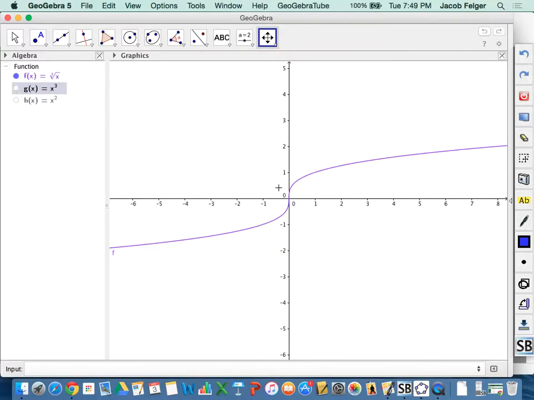What would be the domain of the cube root? What are all the input values that we could put in? Negative infinity to infinity? Yep, exactly. And the range? That'd be the same too. Same thing, exactly.